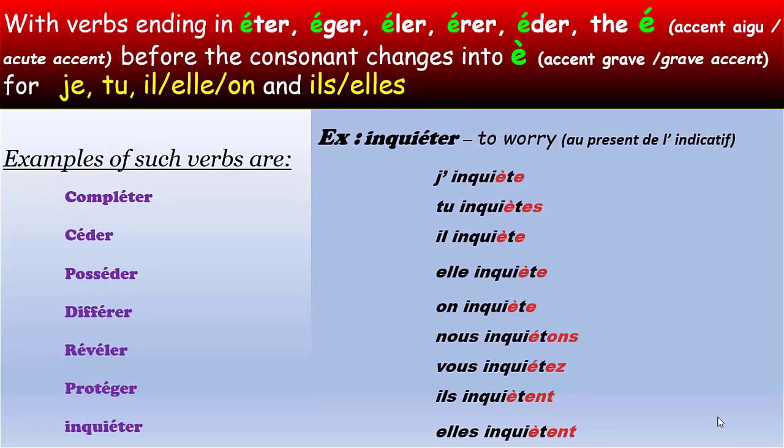Au présent de l'indicatif. J'inquiète. So here again, the verb begins with a vowel and so the E is removed for je. J'inquiète, tu inquiètes, il inquiète, elle inquiète, on inquiète, nous inquiétons, vous inquiétez, ils inquiètent, elles inquiètent.